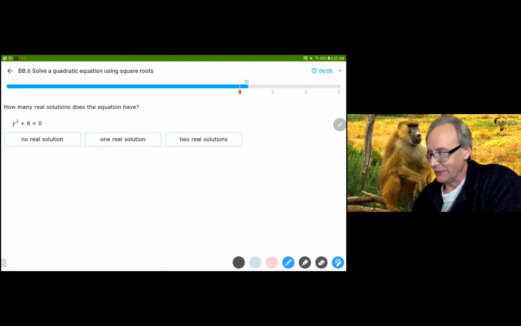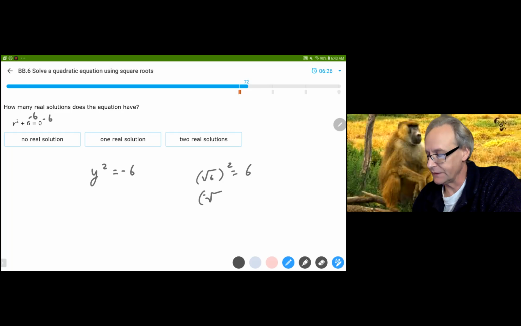Okay, here we go. Finally, we have a no real solution. And here's the reason. We get y squared, and when we subtract the 6 from both sides, we get a negative 6. Well, there's no way to take a real number and square it and get a negative, because if I take a square root of 6 and I square it, I get positive 6. If I take a negative square root of 6 and square it, I get positive 6. There is no way to get a negative 6 with real numbers. So we say there's no real solution.